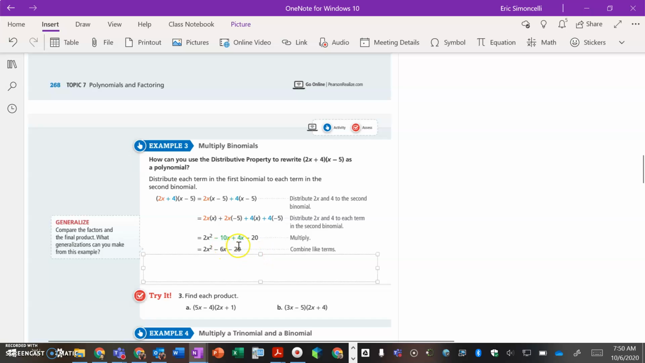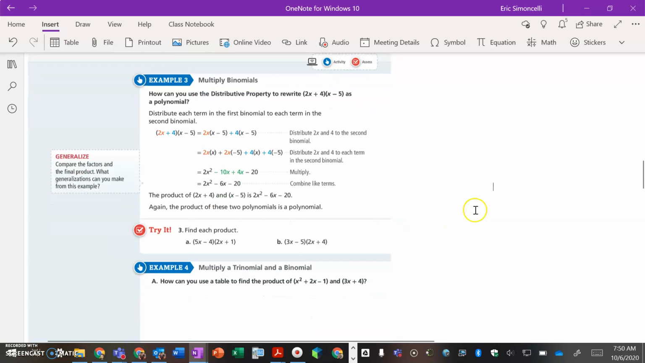Your like terms are in fact the green ones, negative 10x plus 4x, and therefore 2x squared minus 6x minus 20 yields your standard form, is what we say. Therefore the product of these two binomials is 2x squared minus 6x minus 20. Again, the product of these two polynomials is a polynomial. So this distributive property approach does work quite nicely in the sense that you can see how each part multiplies through.